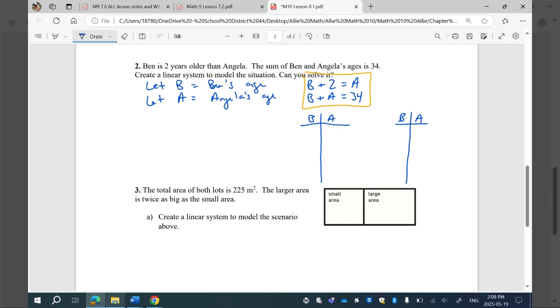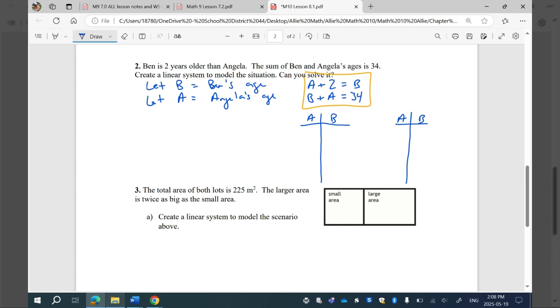Ben is 2 years older than Angela. Wait, I think we need to do it the other way. Ben is 2 years older than Angela. Okay, sorry, let me swap these two here. So it's actually Angela plus 2 equals Ben. Okay, that's my bad. I'm going to swap these two then. So let's go Angela, Ben, Angela, Ben.